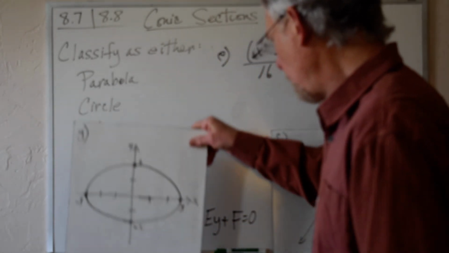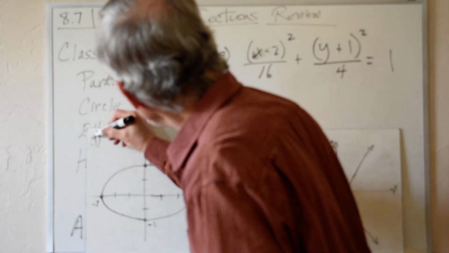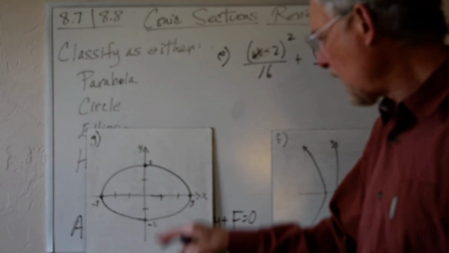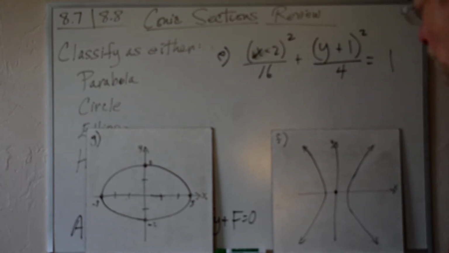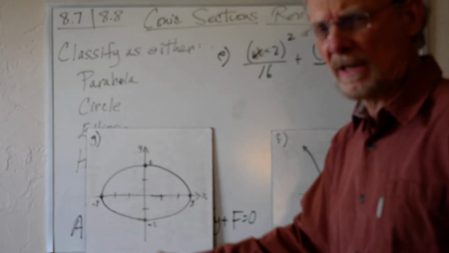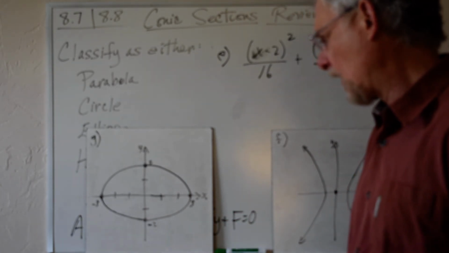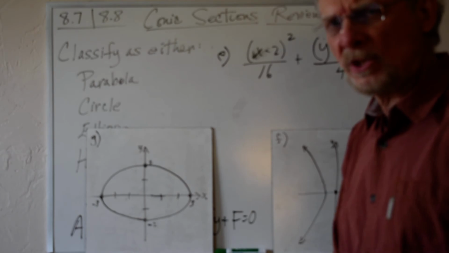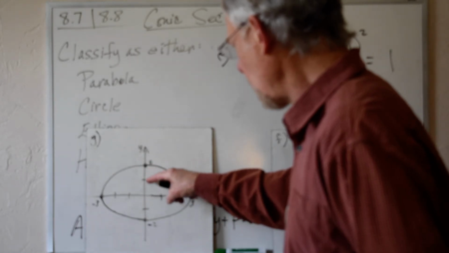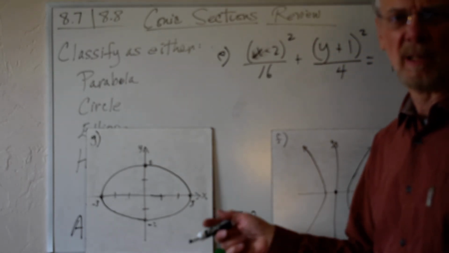How about this graph in part G? Looks like a rugby ball kind of lying on its side, or a football that's not too pointy. You see that it goes through 3 and -3 on the x-axis. It goes through 2 and -2 on the y-axis. So it can't be a circle because there's no constant radius. Right here, the length is 2. Here, the length is 3. So this must be an ellipse.